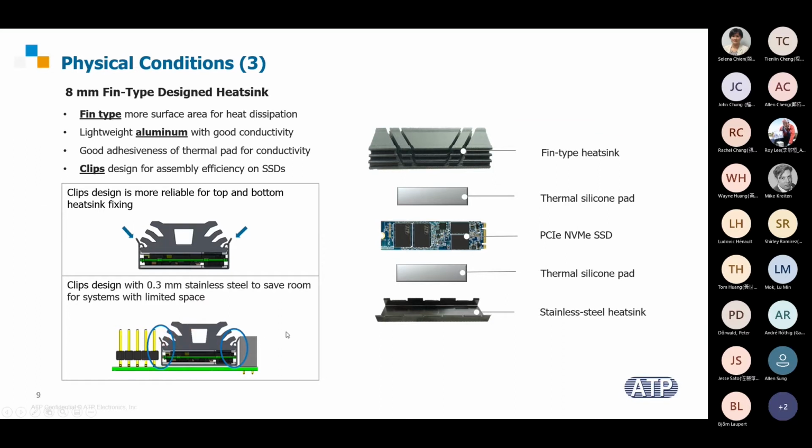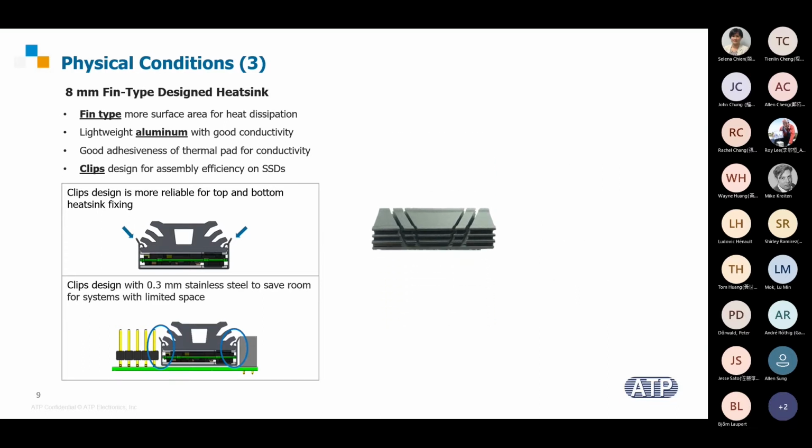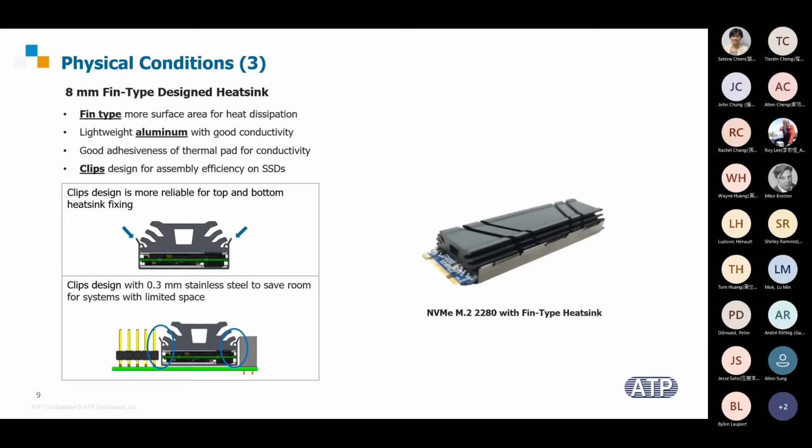And then we put all the elements together: the thin type heatsink, thermal pad, SSD, and stainless clip together becomes our NVMe M.2 2280 with thin type heatsink.